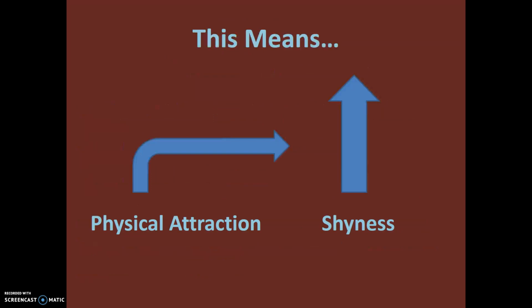Let's see what that looks like. So as you can see here, physical attraction is the independent variable, and once it interacts or is in a relationship with shyness, we're predicting that we will cause it to increase. So that's why you see kind of this weird arrow for physical attraction. It's not necessarily increasing or decreasing. Instead, its presence will cause the dependent variable to increase.